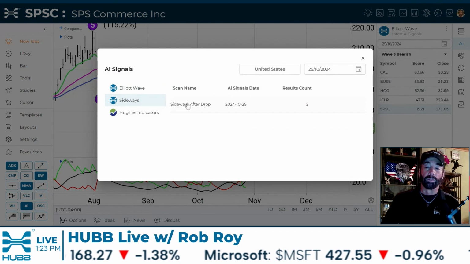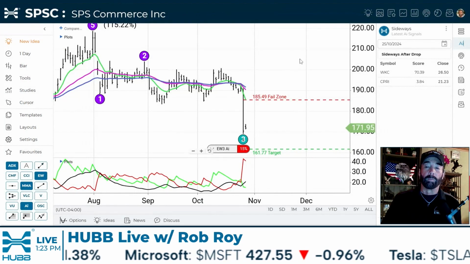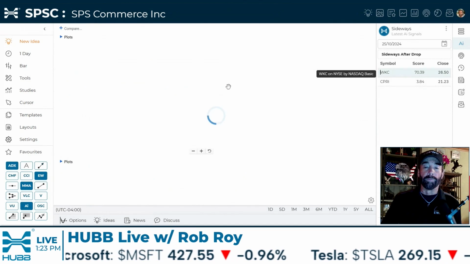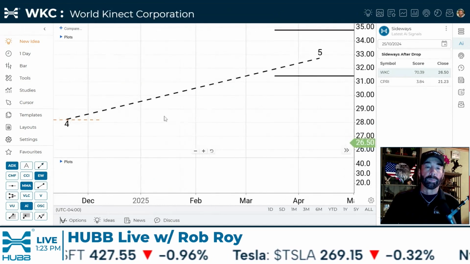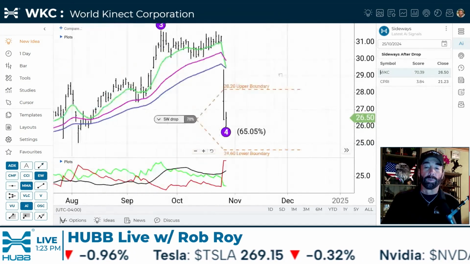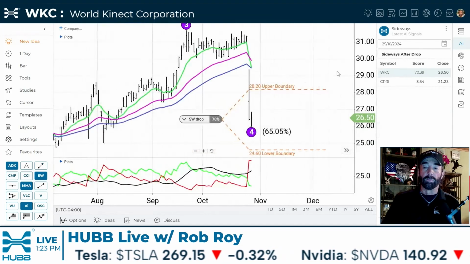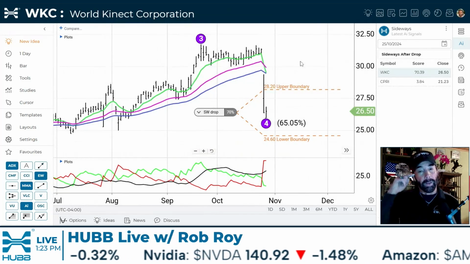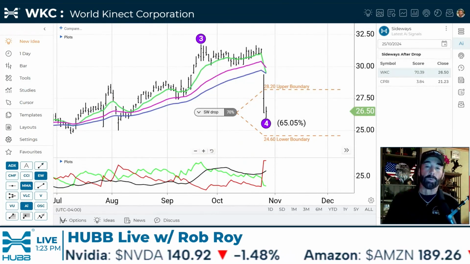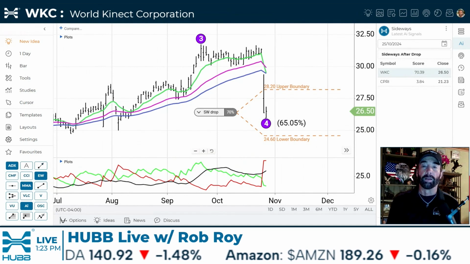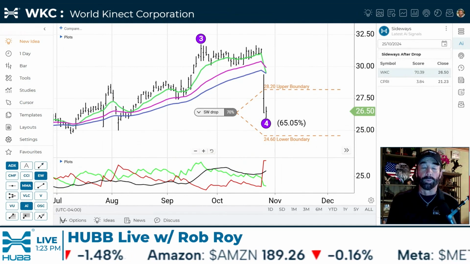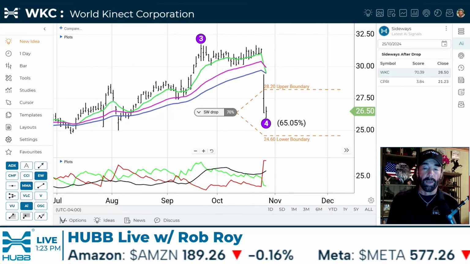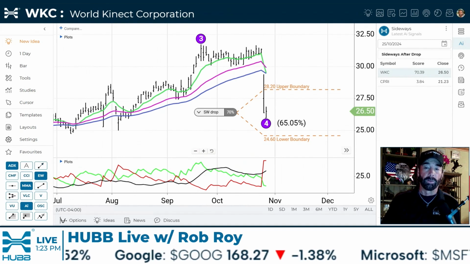So if you look at sideways after a drop, we can see that there's one that's interesting here, WKC. This one reminds me a lot of the search that we originally sent to the AI guys. This was the first one, if you remember, that AI came in and helped with, which was the time strategy, which is stocks that have had a big drop like this and then stay in a range.